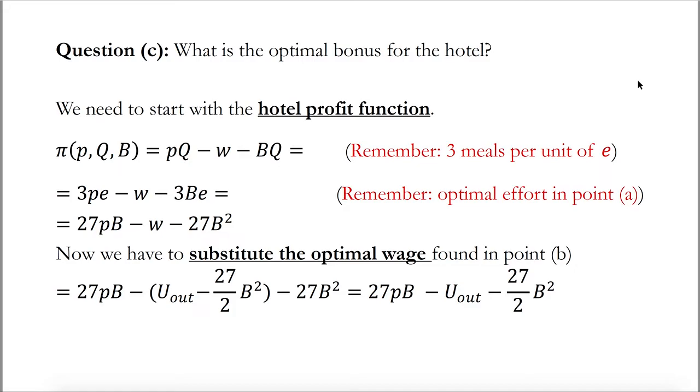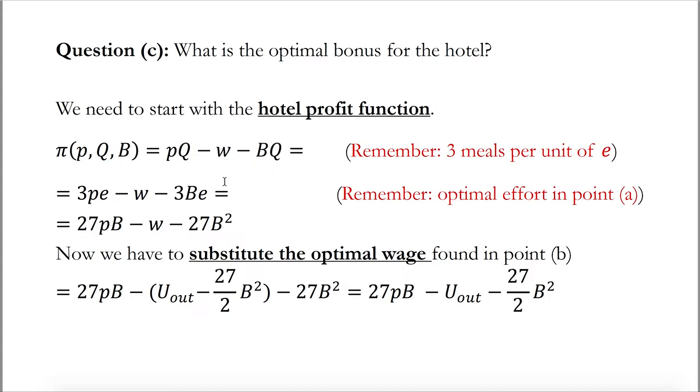with respect to Sharon's work. So the profit function is going to be a function of P, the price of each meal, the quantity produced, and the bonus. In other words, the profit function is going to be P times Q, the number of meals that the hotel is going to sell times the price of each meal, minus the amount of money that they have to pay Sharon to work. And this is going to be W minus B times Q.